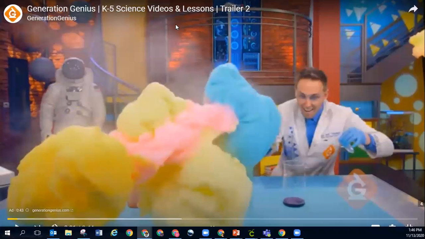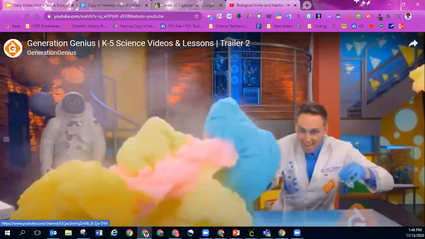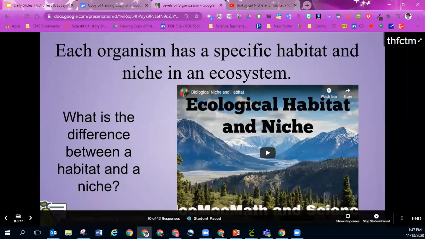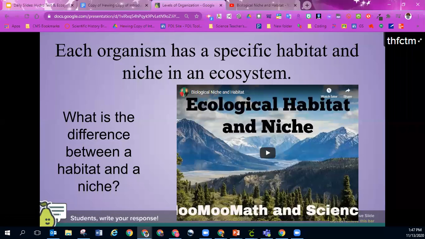Get ready. All right, so go ahead and type your answer in our Pear Deck box. What is the difference between a habitat and a niche? A habitat and a niche. What is the difference?